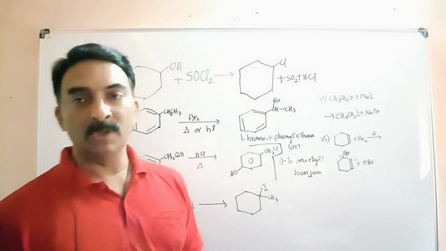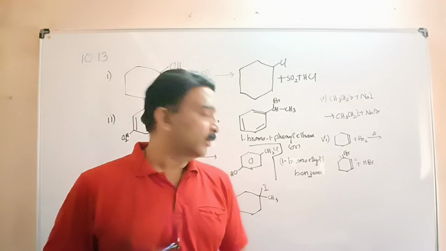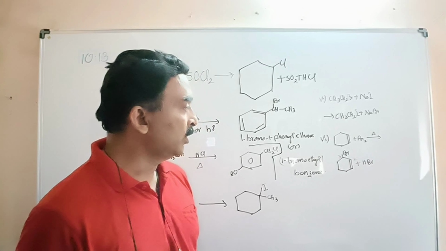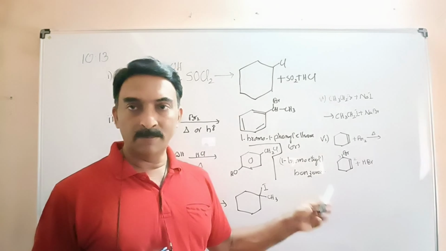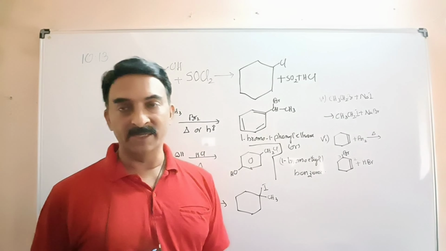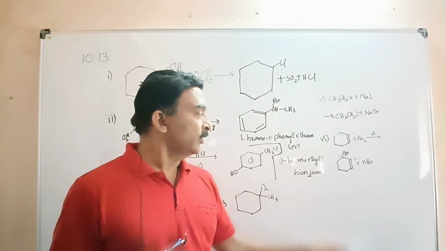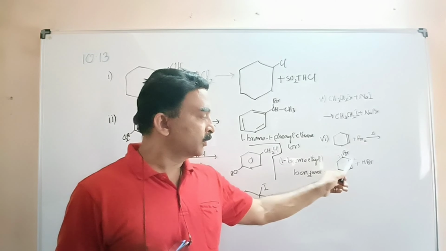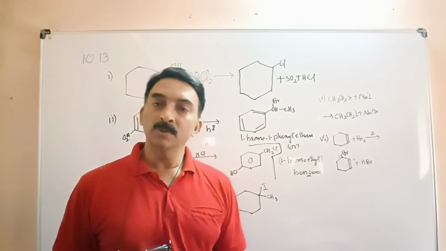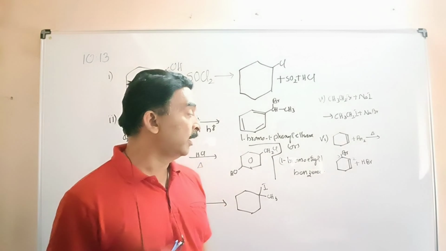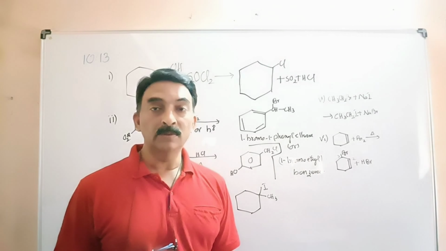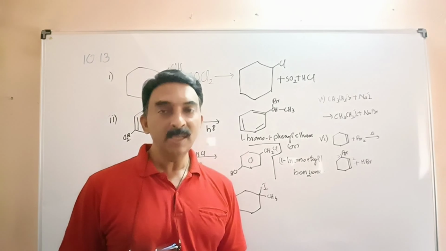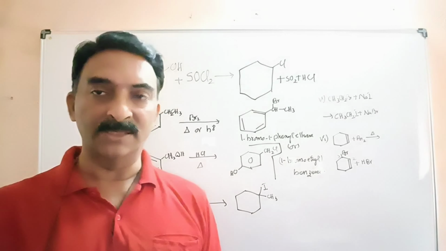3-bromocyclohexene. The product will be 3-bromocyclohexene. Remember, during heating, it is allyl bromination that is happening. So it will be brominated at a position next to the double bond. So we have 3-bromocyclohexene through a free radical reaction. Hope you understood all these things. Okay.